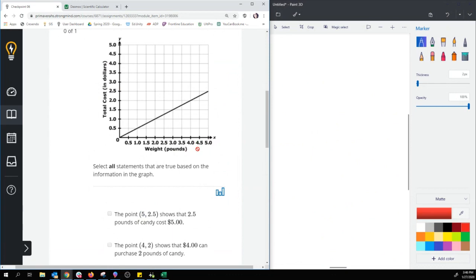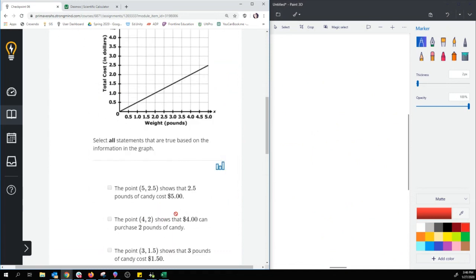Weight, perfect. So this first one here says that the 0.5, 2.5 shows that 2.5 pounds of candy costs $5. Well, if my first point is 5, 5 is talking about weight, not dollars. So this first one is out because this is the wrong variable that's attached to each of the numbers. So this first one can't be right.